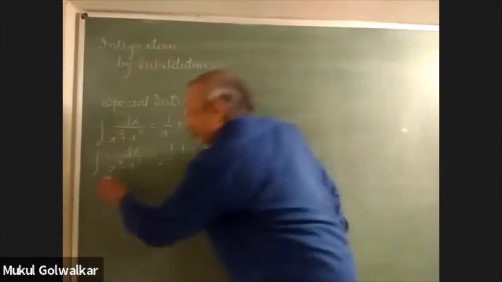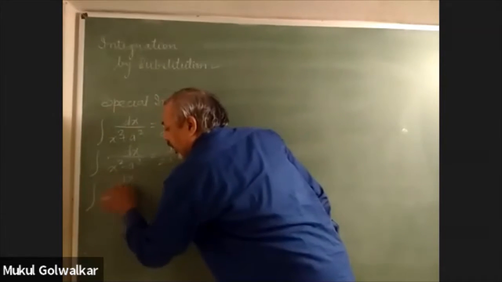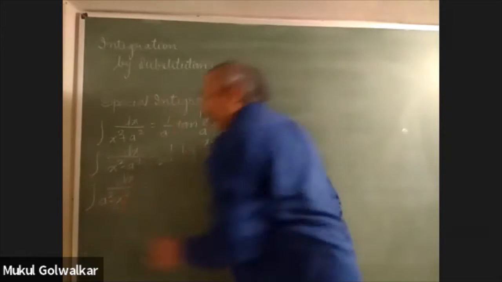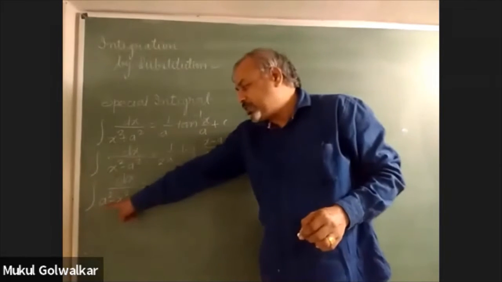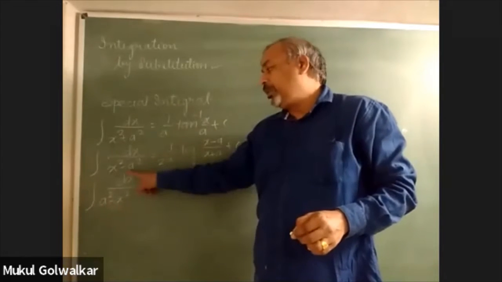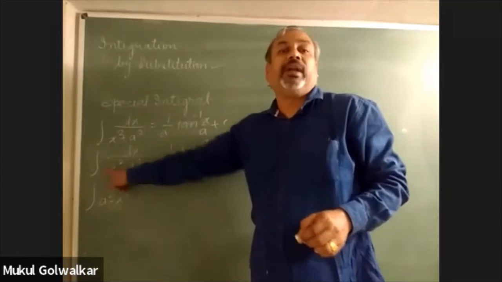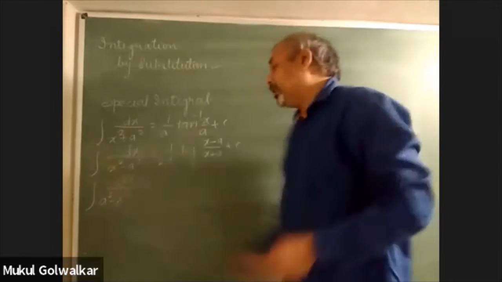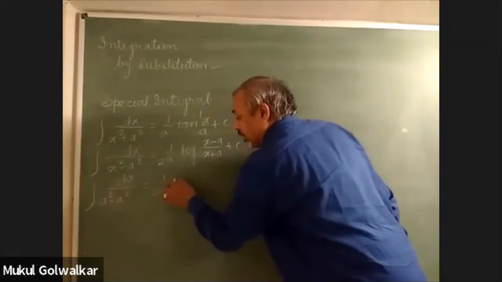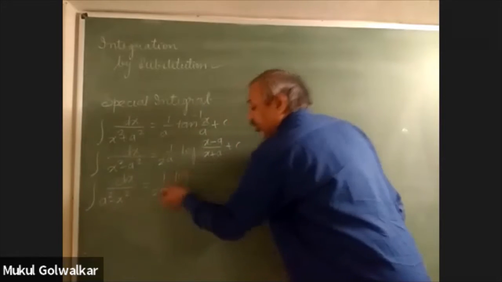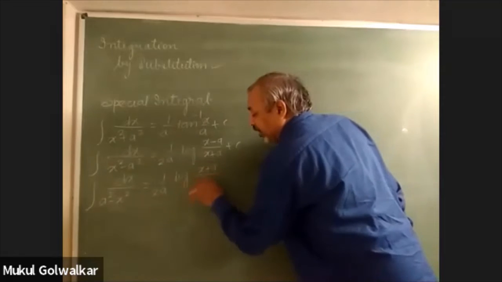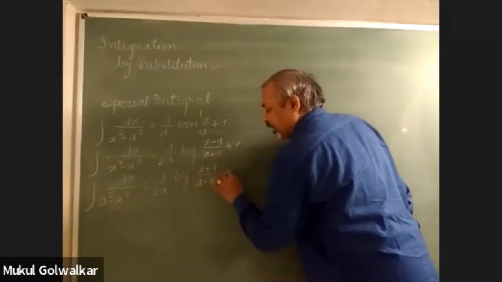Likewise, if I write again the type of the function like dx upon a square minus x square, now you see that here a square is positive, x square is negative, and in the previous formula a square was negative and x square was positive. But the integration of this function is again different. We should write 1 by 2a log of x plus a divided by a minus x plus a constant of integration.